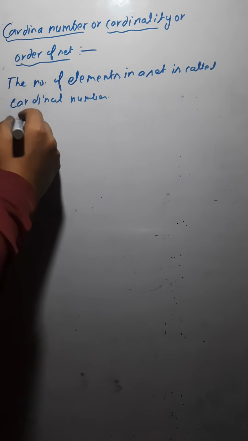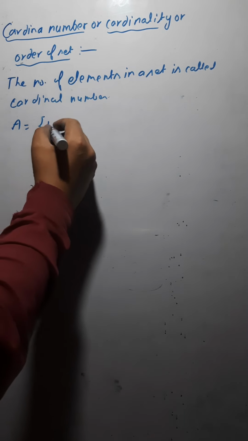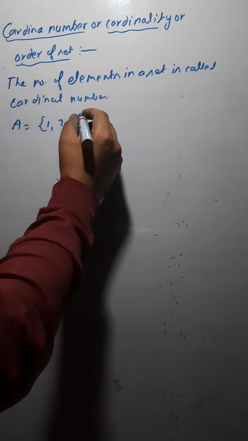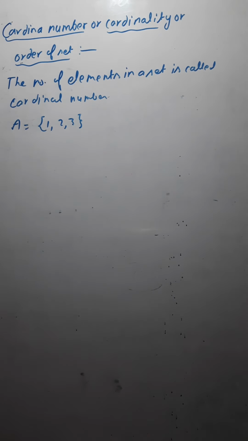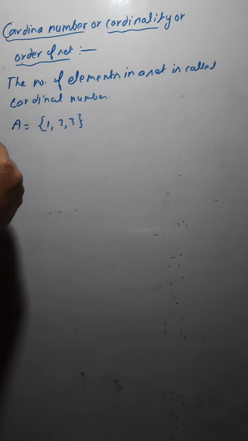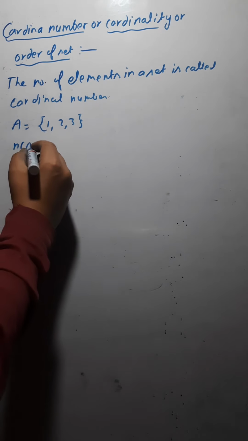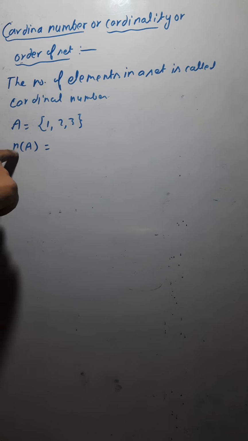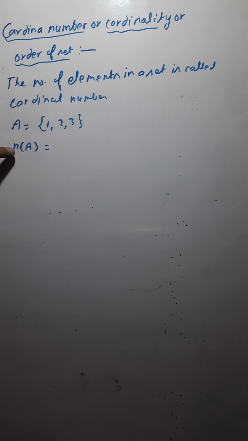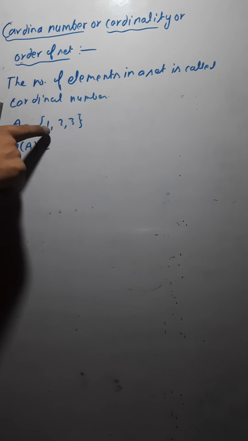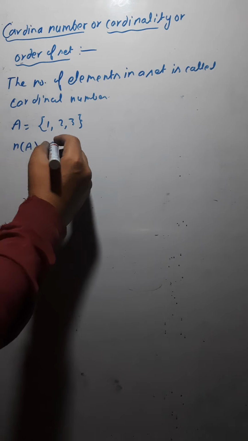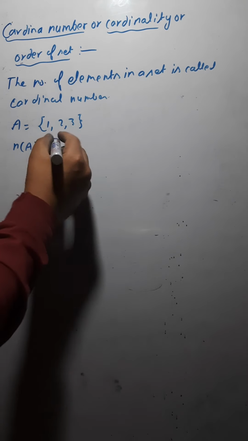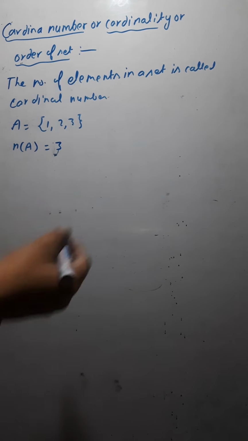Let's say we have a set A which contains 3 elements: 1, 2, 3. Can you tell me the order of this set? It is represented by n(A). Remember this: n(A) means the cardinal number of A, or the order of the set A. We would write it like this. So to find the order of the set A, how many elements are there? 1, 2, 3 elements are there. So the order of the set A would be 3. Getting it or not?